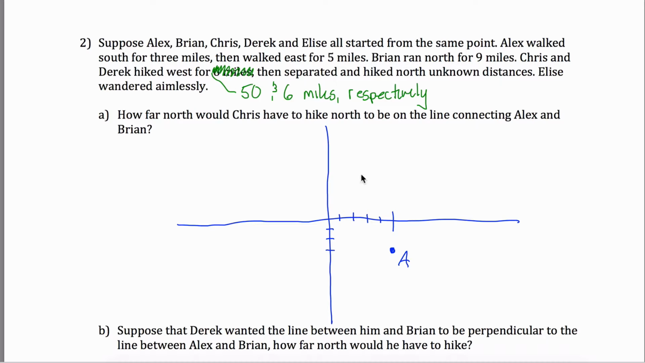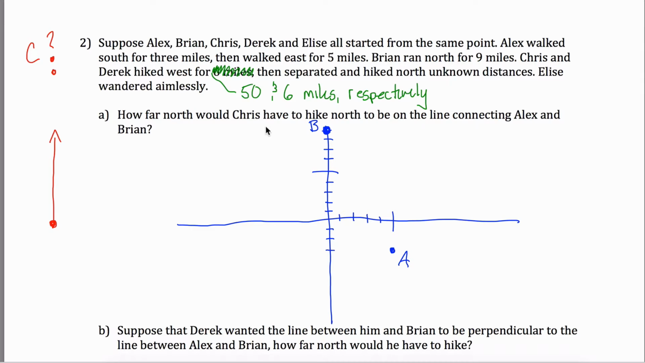And then Brian ran north for 9 miles, 1, 2, 3, 4, 5, 6, 7, 8, 9. So there's Brian right there. And in this problem, it's just asking about Chris, Brian, and Alex, so I'll ignore what happened with Derek. But Chris hiked west for 50 miles, so Chris is way over here. Chris went way this direction somewhere, and then started going up north. And then at some point, here's Chris. I don't know exactly where, somewhere up here on this line.